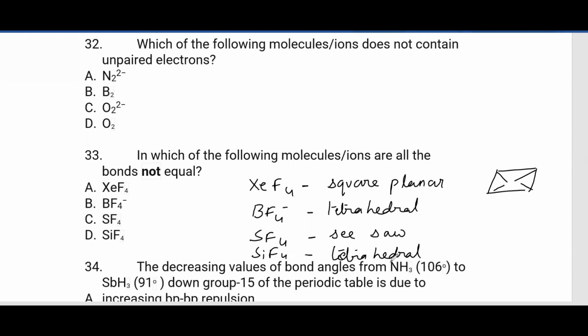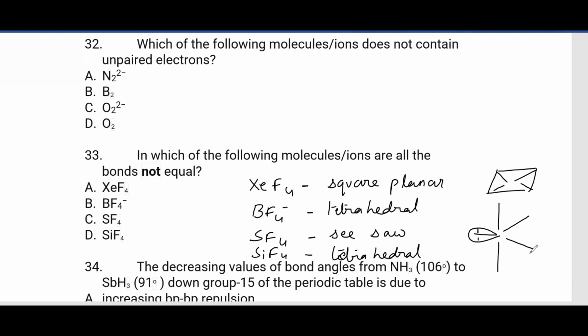Coming to SF4, it is seesaw. Seesaw means it has formed from trigonal bipyramidal shape. That means one will be a lone pair. So it has got a seesaw shape. If this is lone pair, this is seesaw shape. And we know in trigonal bipyramidal, the axial bonds are longer than the equatorial bonds. That means these bond lengths are a little bit more when compared to these two equatorial bonds.